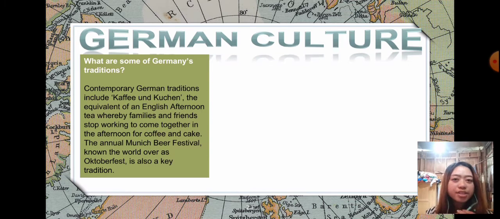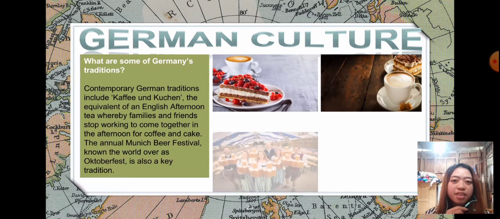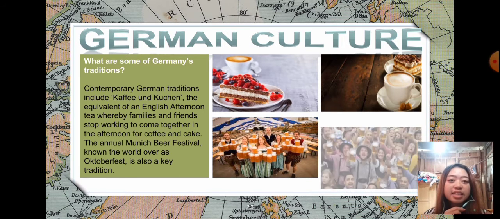So what are some of Germany's traditions? Contemporary German traditions include Kaffee und Kuchen, the equivalent of an English afternoon tea, where families and friends stop working to come together in the afternoon for coffee and cake. The annual Munich beer festival, known the world over as Oktoberfest, is also a key tradition.